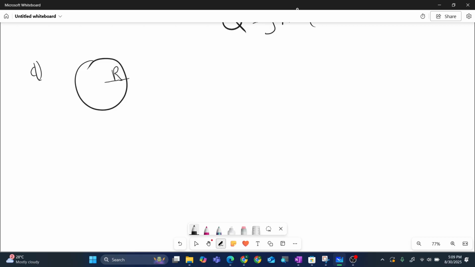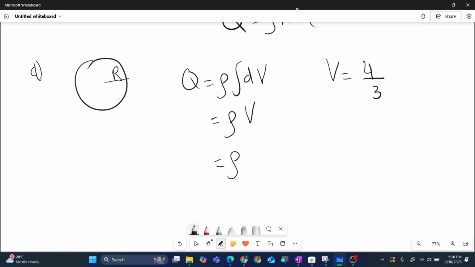Since again it's a solid sphere, we have a volume. Okay, so this is going to be Q equals rho dv. Since I'm integrating over the whole object, this is just going to give me my V. The volume of the sphere is equal to 4 by 3 pi r cubed. So this is going to be rho 4 by 3 pi r cubed, and this is the total charge of this sphere.